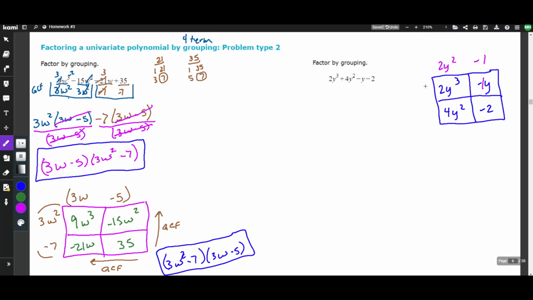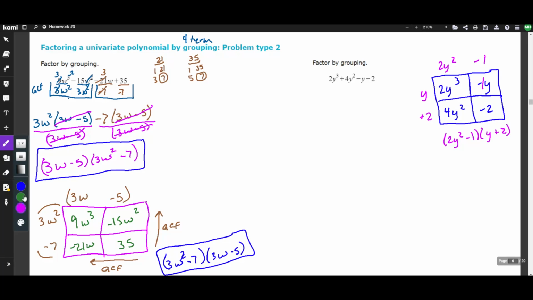Going across the first row, looking at the 2y cubed and the -y, all I can pull out here is a y. The bottom row, between the 4y squared and the -2, all I can pull out is a 2, and it's a +2 because I started with a positive. So my answer for this one is going to be 2y squared minus 1 times y plus 2.